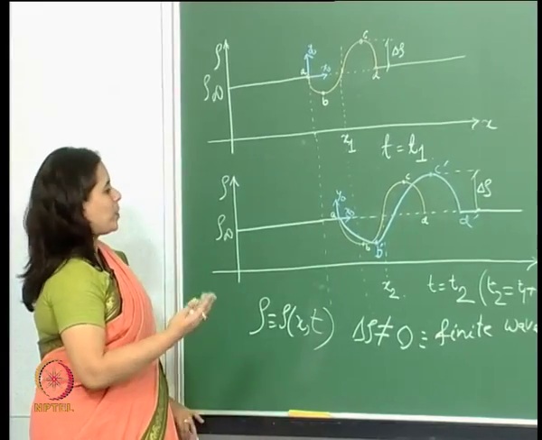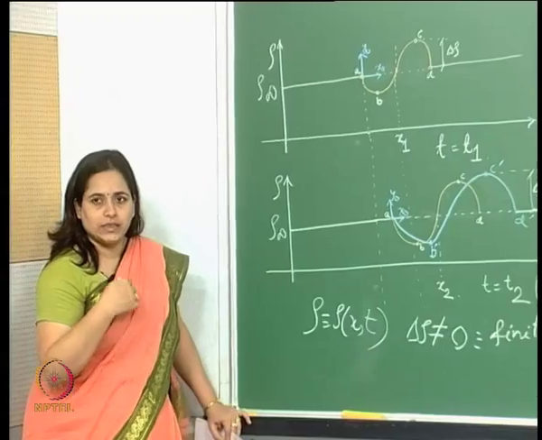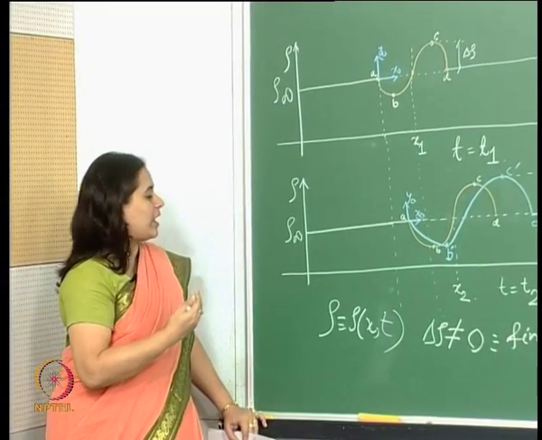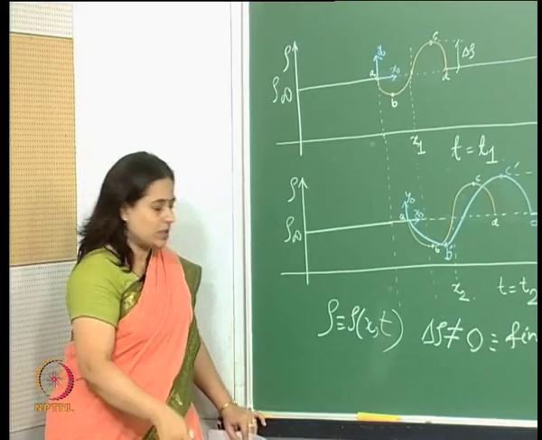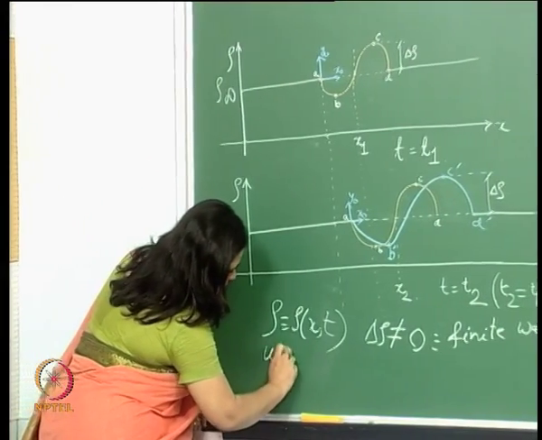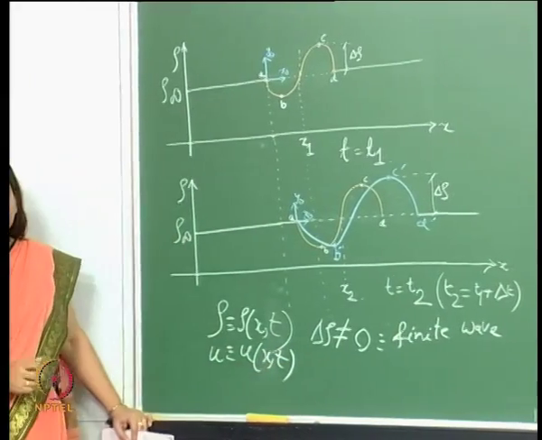So therefore all the properties I have drawn here or tried to explain here is basically density. Now you could have the same stuff for pressure, temperature, velocity, and so on and so forth.